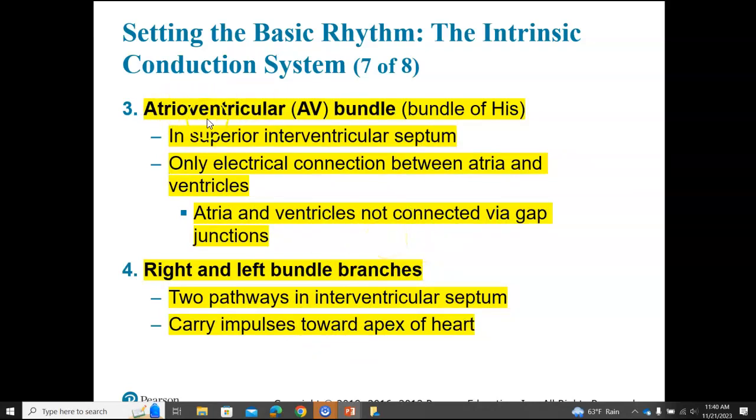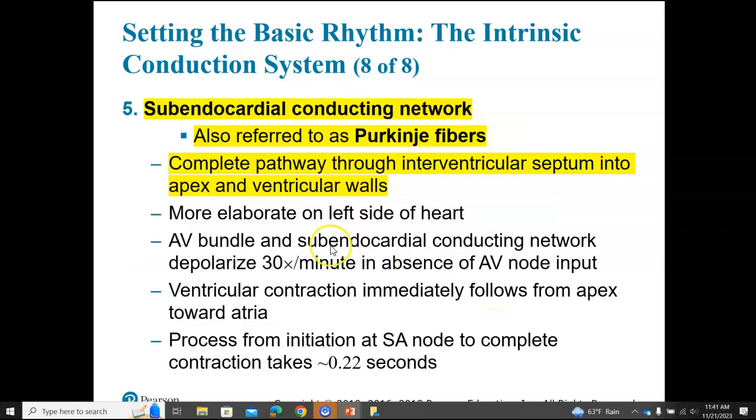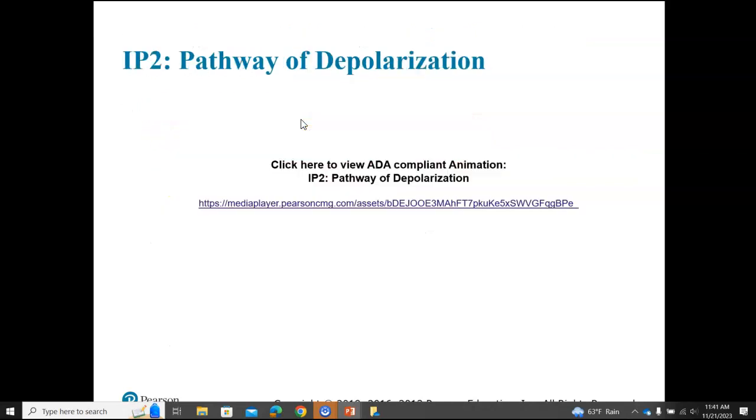The impulse then travels to the AV bundle or bundle of His, and that is located at the superior portion of the interventricular septum in the upper portion. And it's the only electrical connection between the atria and the ventricles. The impulse then travels to the right and left bundle branches, which are going to carry the impulse to the Purkinje fibers, which carry the impulse through the walls of the ventricles. And remember that the Purkinje fibers are also known as the subendocardial conducting network.